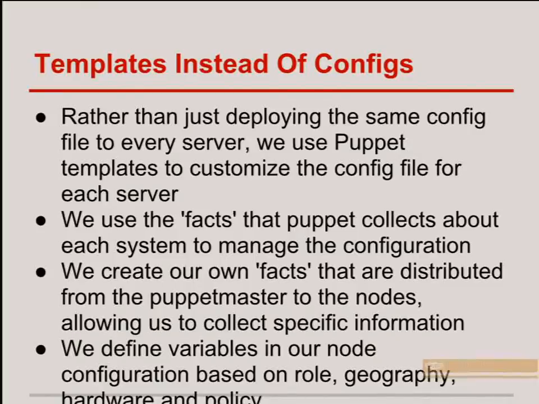And then some of the other things we do are templates instead of just config files. So instead of just pushing out, you know, a sysctl.conf for each machine that has a bunch of tunes in it, we can analyze each machine and decide how to write the different lines. And basically, we can incorporate facts, which are information we pull out of the machine. And we can also, in our node definition in Puppet, where we tell it, hey, this machine needs these roles installed on it, we also define some of our own variables there.